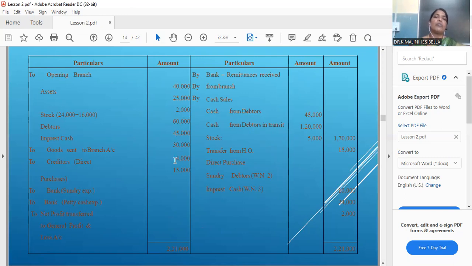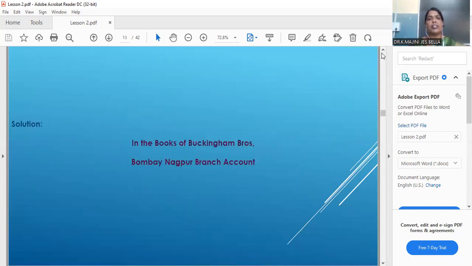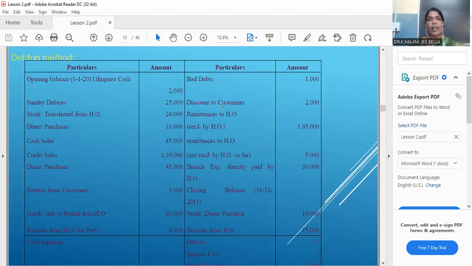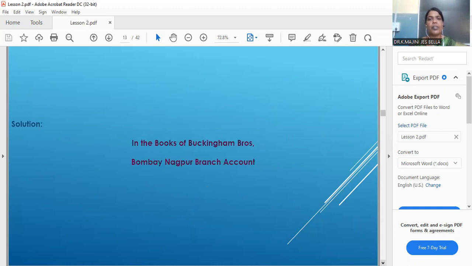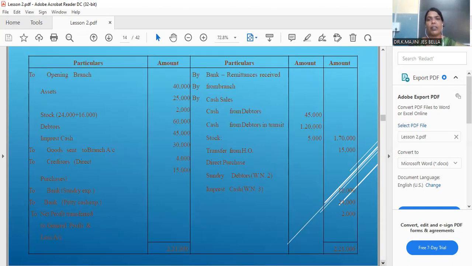Okay. These are the items that will appear on the debit side. Then you come to this credit side. Bank, remittance received from branch. You can see bank remittance received from branch, 1,65,000. From debtors, 45,000.